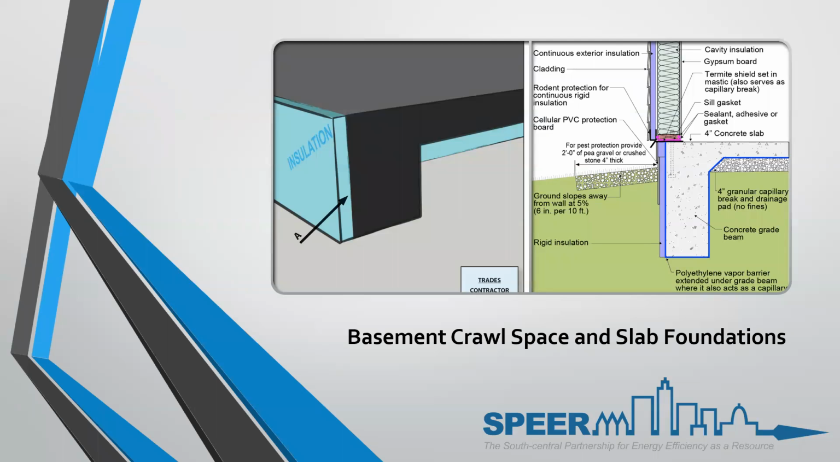And then on the right, you can see specifics that must be met, including the depth of the insulation and the slope away from the wall. It also shows 2 feet of pea gravel or crushed stone at a thickness of 4 inches for pest protection. It shows the ground slopes away from the wall at least 5%. That's about 6 inches per 10 feet. And then you see that rigid insulation at whatever climate zone you're in will tell you the depth required. So in climate zone 3, it's R10 with a depth of 2 feet.